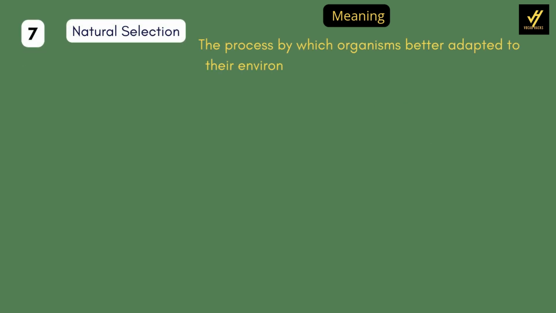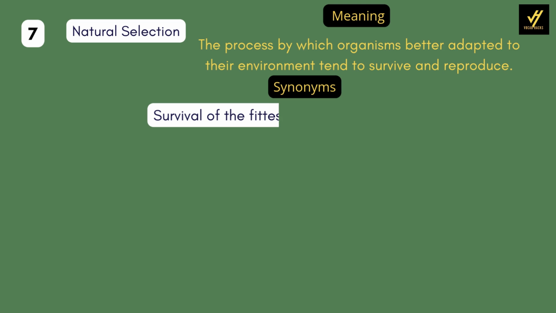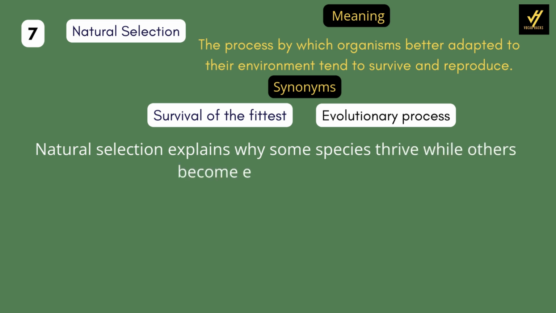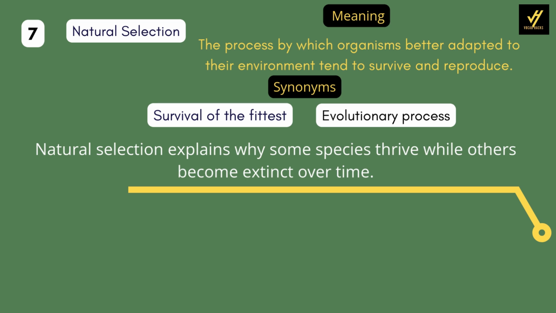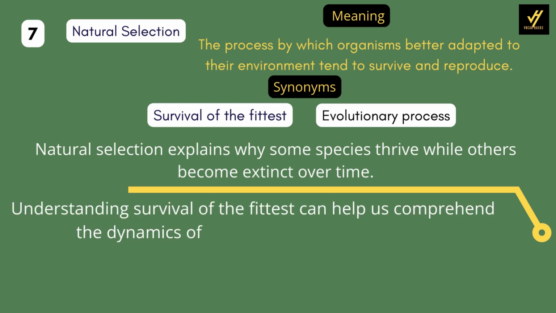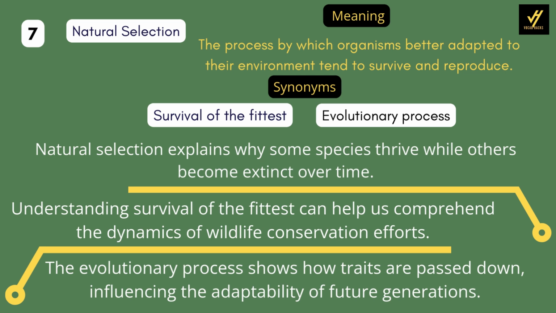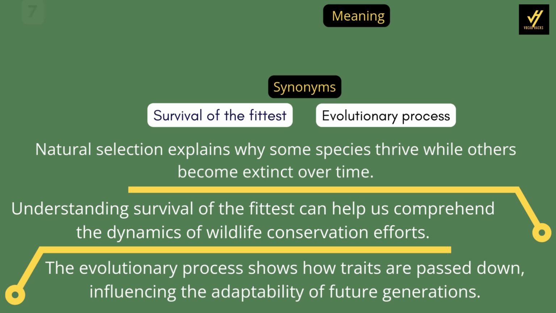Natural selection, the process by which organisms better adapted to their environment tend to survive and reproduce. Survival of the fittest, evolutionary process. Natural selection explains why some species thrive while others become extinct over time. Understanding survival of the fittest can help us comprehend the dynamics of wildlife conservation efforts. The evolutionary process shows how traits are passed down, influencing the adaptability of future generations.